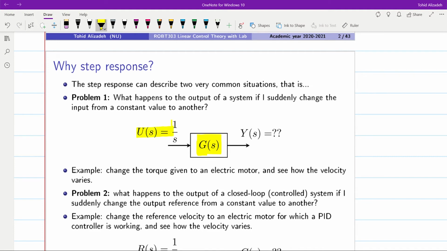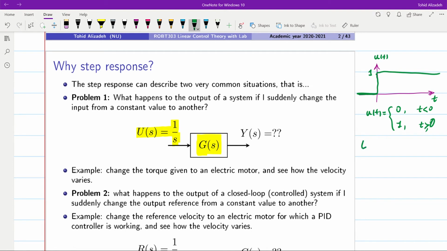So U of s is equal to 1 over s, where 1 over s is indeed the transfer function that we have for the step signal. For the step signal, we have the time domain representation like this. It's 0 before t equal to 0, and then it switches to 1 and remains 1. Here we have t and u of t. U of t is equal to 0 for t smaller than 0 and 1 for t bigger than 0. You can assume that it also includes t equal to 0.